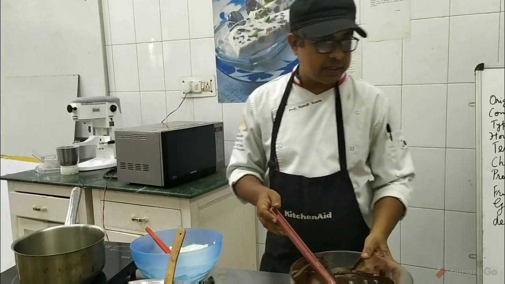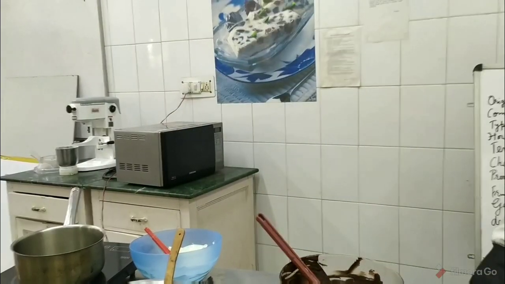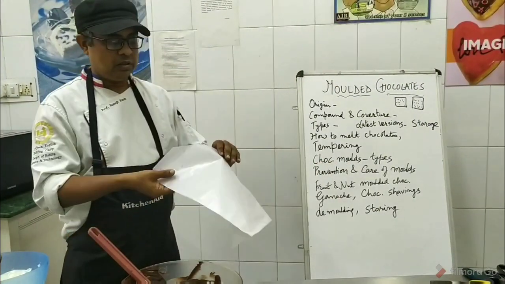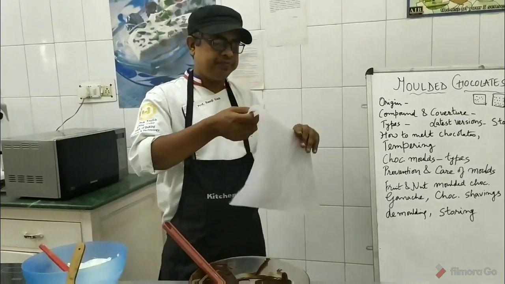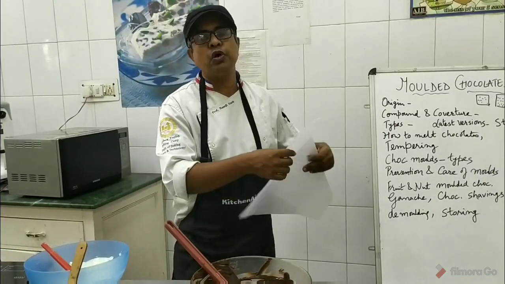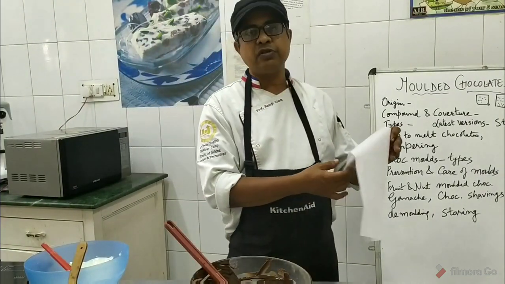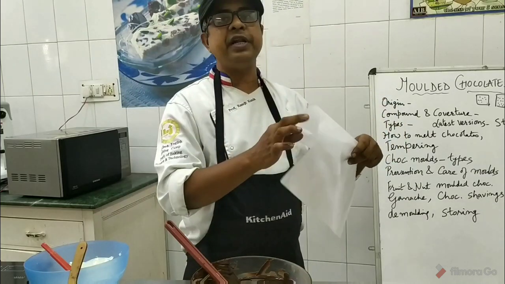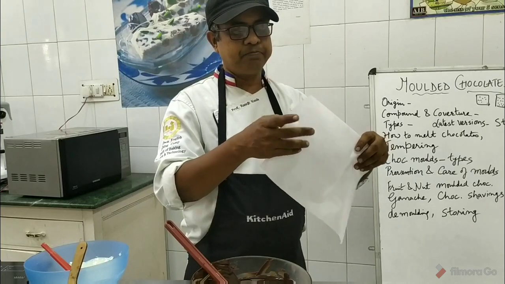This is the ganache which we are done with. So with the white chocolate, what we do is we take a butter paper. And of course, butter paper is also called silicone paper, and it is also called parchment paper. I always insist that they are different names, but the same thing.